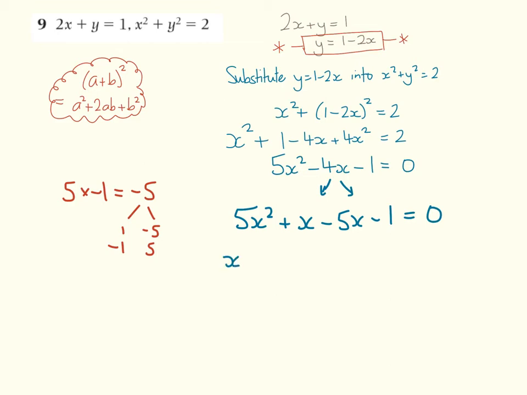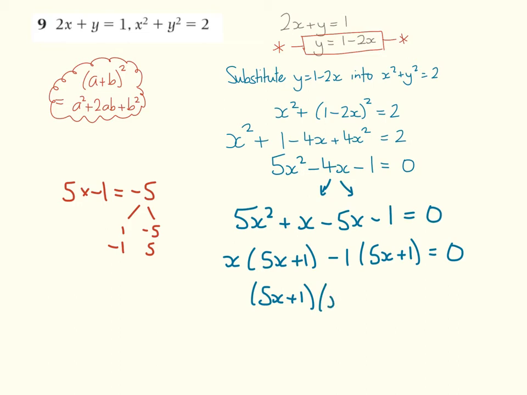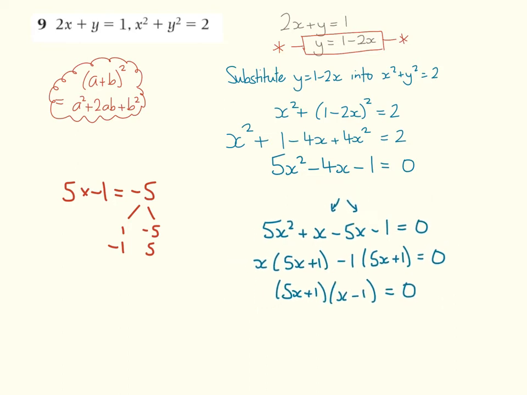Okay, now we factorize that each in turn. So x brackets 5x plus 1. Then I know I'm going to have a repeated factor, so I've got 5x plus 1 again. So what do I do to 5x to get to minus 5x? I need to multiply by negative 1, so negative 1 goes outside. And then I get 5x plus 1, brackets, x minus 1. So remember that x term, the minus 1, becomes the second bracket, equals 0. Okay? So there's my two x values for my two coordinates.